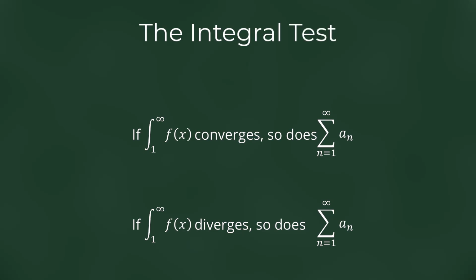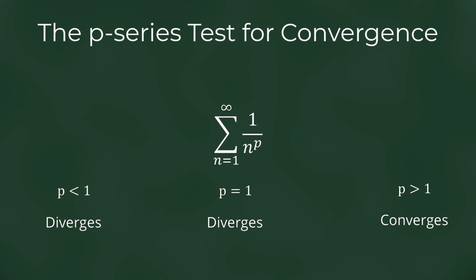Recall also that the integral test tells us that if the integral converges, the corresponding sequence converges, and if the integral diverges, then the corresponding sequence must also diverge. It follows then that the series, the sum from n equals 1 to infinity of 1 over n to the p, is going to converge when p is greater than 1, but diverge in any other case.